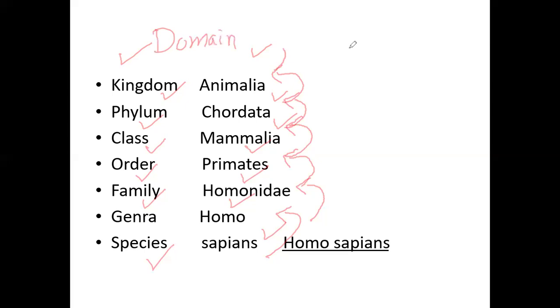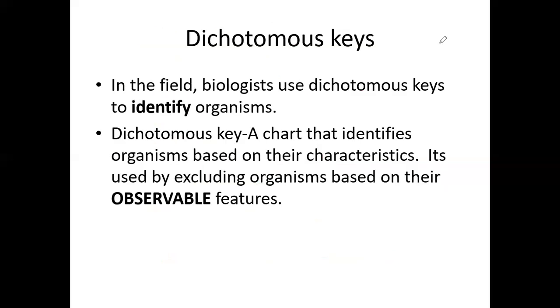So in this way, I would like to say Homo sapiens is an internationally accepted name. Wherever in the world, Homo sapiens means the human beings. Next, dichotomous key. Dichotomous keys are actually made by biologists to identify organisms. In the field, biologists use dichotomous keys to identify organisms.